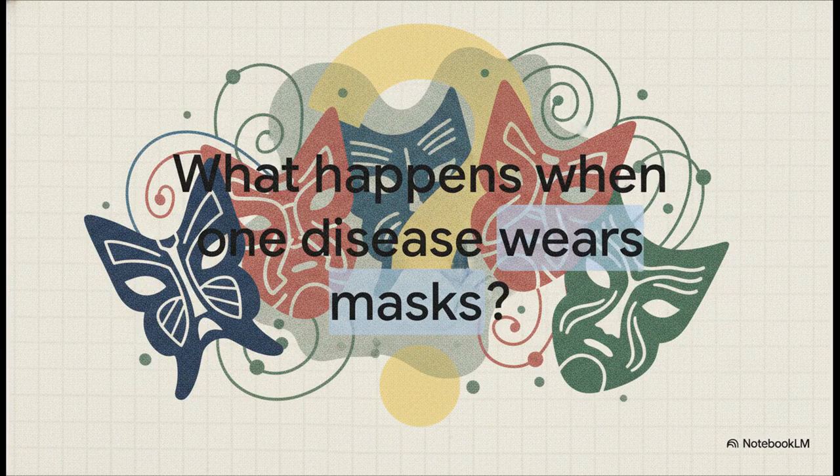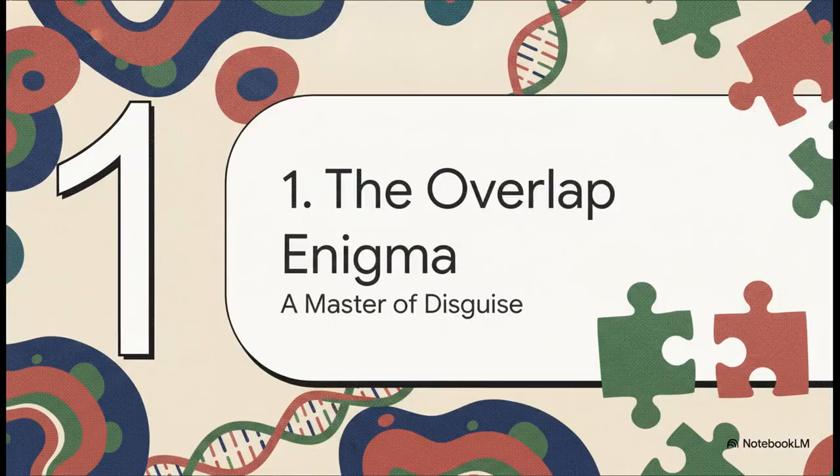It sounds like a riddle, right? But for a patient desperately seeking answers, it's a really frightening, exhausting reality. Their illness essentially borrows features from lupus, scleroderma, and polymyositis. And for the longest time, this overlap left the medical community completely scratching their heads. They were constantly wondering, are we looking at 3 separate diseases at once here, or is this something entirely new? Let's get right into it with Section 1, the overlap enigma, a master of disguise.